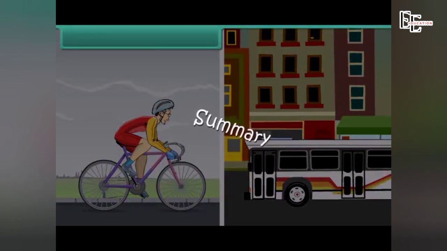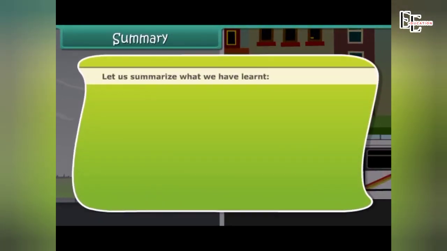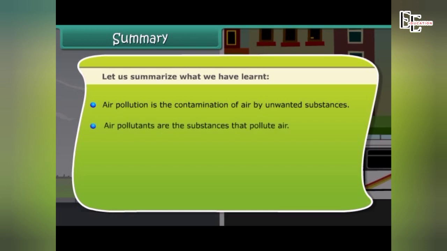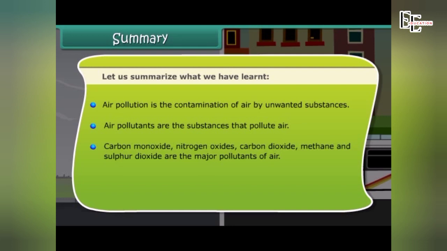Summary. Let us summarize what we have learned. Air pollution is the contamination of air by unwanted substances. Air pollutants are the substances that pollute air. Carbon monoxide, nitrogen oxides, carbon dioxide, methane, and sulfur dioxide are the major pollutants of air. Increasing levels of greenhouse gases like CO2 are leading to global warming.